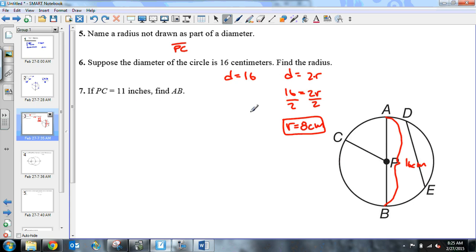It says, suppose that PC is 11 inches. So that radius here is 11 inches. Now I know that this is a radius and it's congruent to this segment and congruent to that segment. So if this is 11 inches, then this has to be 11 inches and this has to be 11 inches. If I add 11 and 11, I find that AB is equal to 22 inches, finding the total length. All right, so that's problems 1 through 7, just naming things and being able to determine certain lengths of a circle.